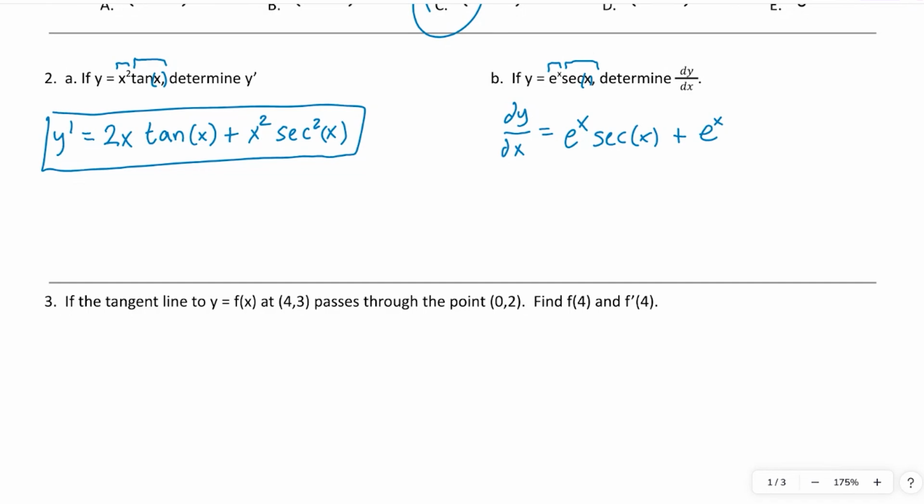Now, this is another one of those new trig or transcendental, well, it's actually both trig and transcendental derivatives. Secant x, the derivative of secant is secant times tangent. So we have secant x times tangent x. And don't worry about simplifying that. That's just going to be our answer right there.